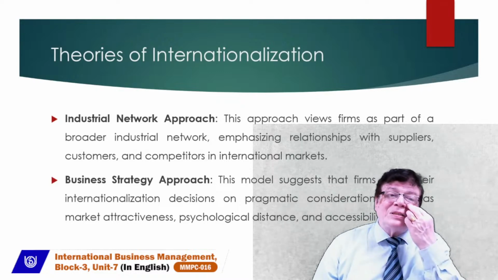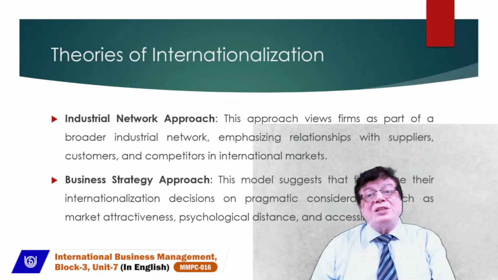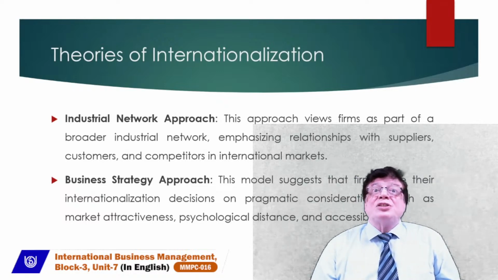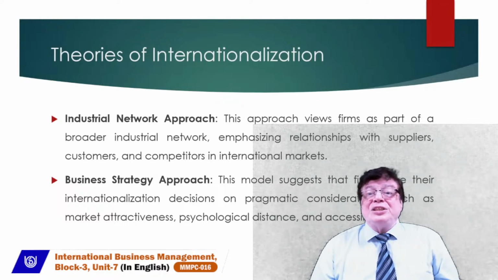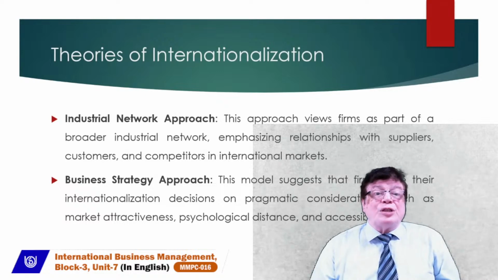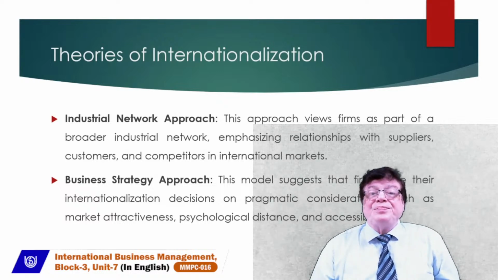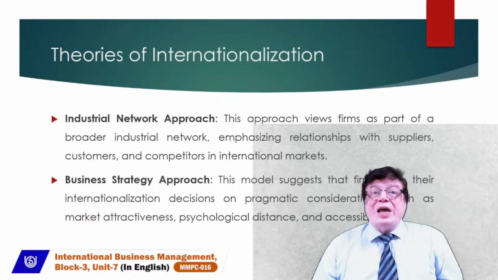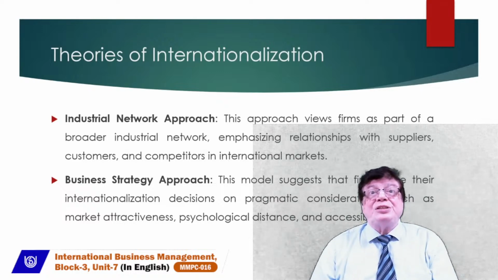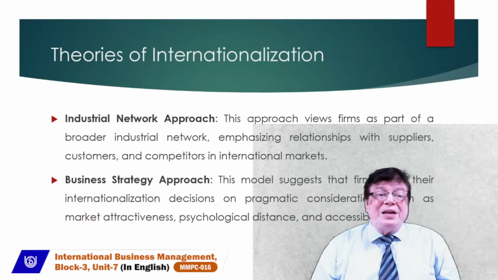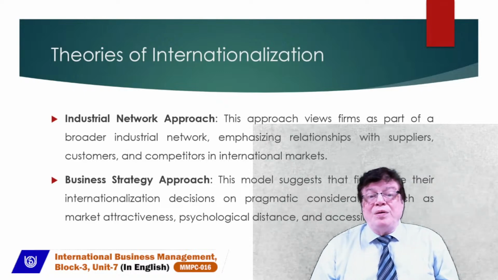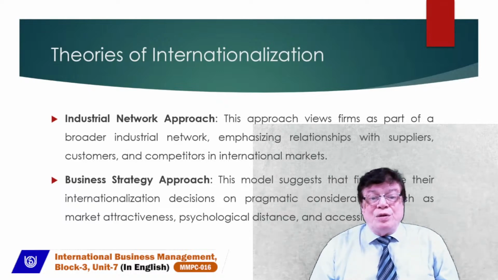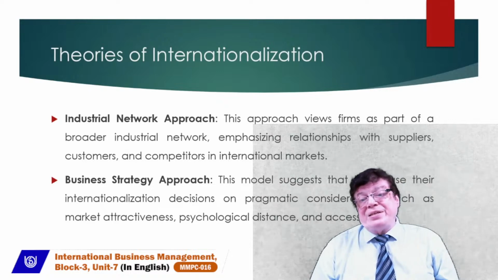Next theory is industrial network approach. This approach views firms as part of a broader industrial network, emphasizing relationships with suppliers, customers, and competitors in international markets. Next theory is business strategy approach. This model suggests that firms base their internationalization decisions on pragmatic considerations such as market attractiveness, psychological distance, and accessibility.